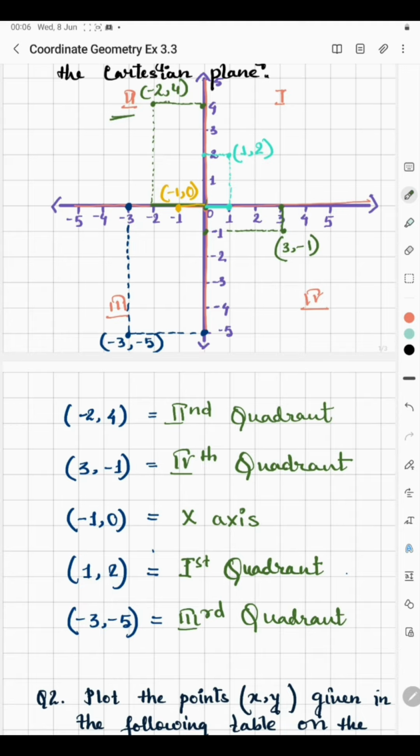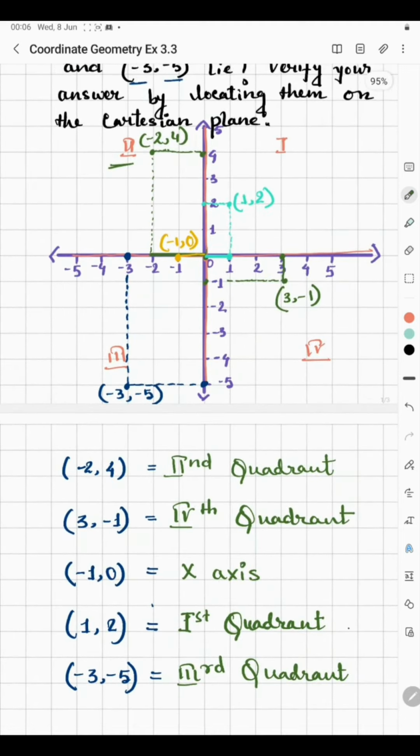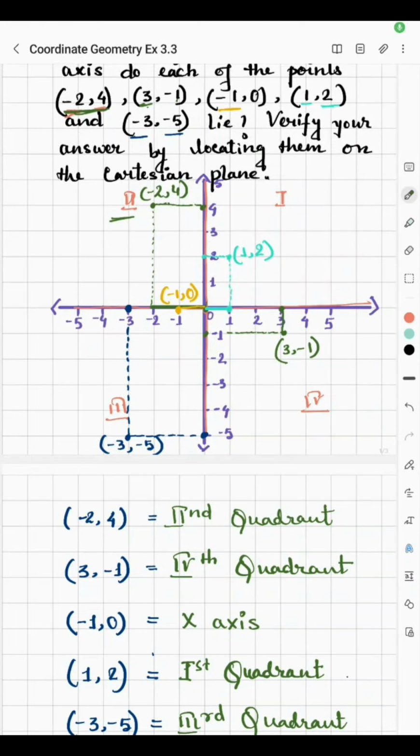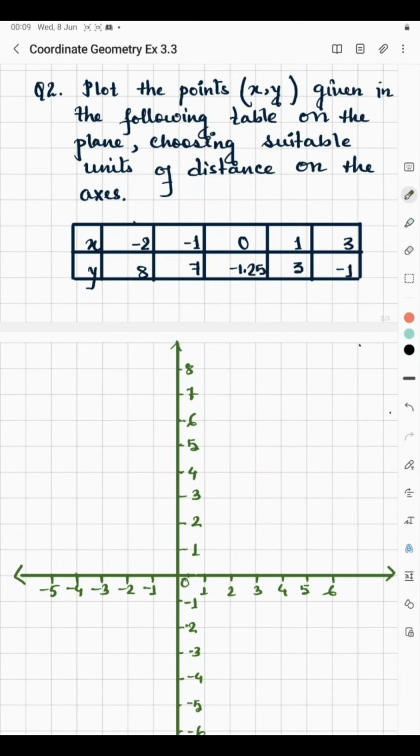So what we have seen is that some coordinates lie in the quadrant and some lie on the axis. Okay, so this was all about question number 1. Now moving on to question number 2. Question number 2 says plot the points x, y given in the following table on the plane, meaning Cartesian plane, choosing suitable units of distance on the axis.